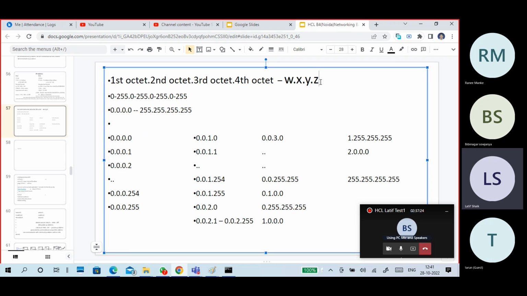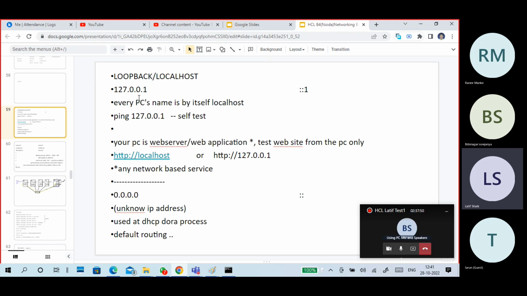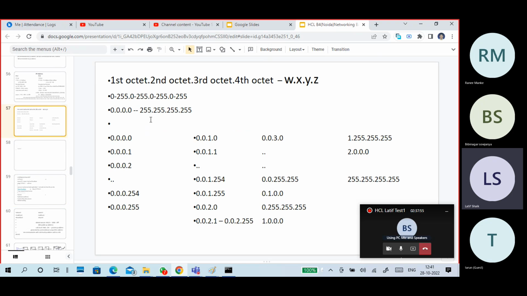So remember always, guys, any octet, whether it is the first, second, third or fourth octet, the maximum value is 255, not 256, not 257, not 300 or 400. Each octet is not more than 255. The highest number is 255. Next one, I already told about 127 and all that kind of stuff.